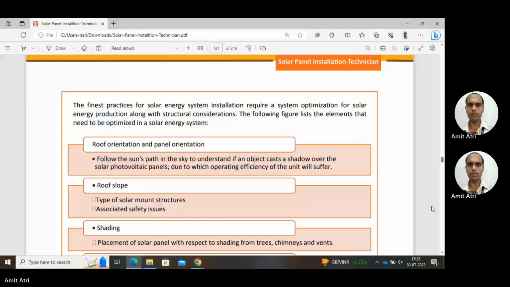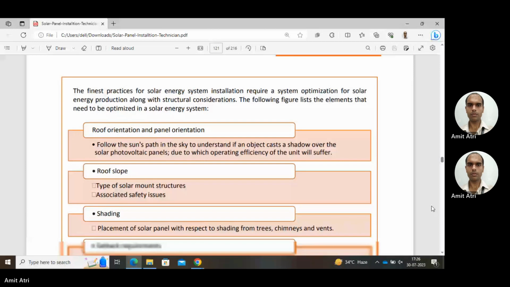Next is roof slope. In case of a slope, we need different types of mounting structure, which we need to adjust as per the roof slope. Then we have to consider safety issues. Shading: objects like trees, chimneys, and vents can cast a shadow on our system, on the panel, and that will reduce the production.